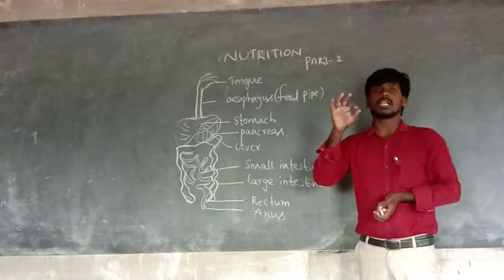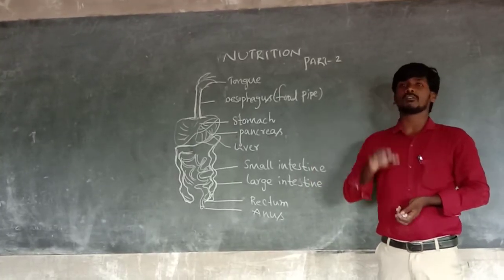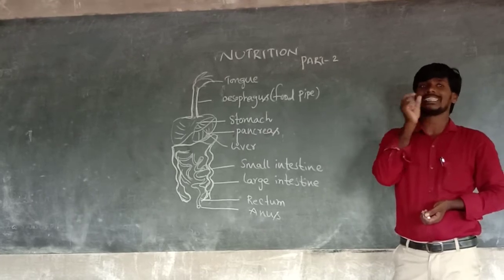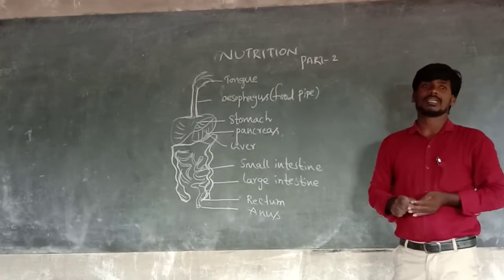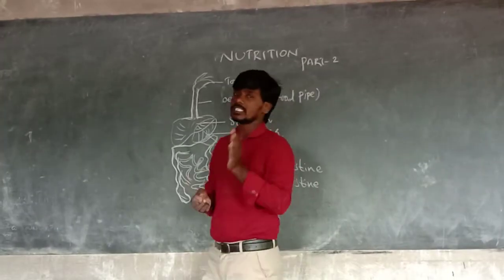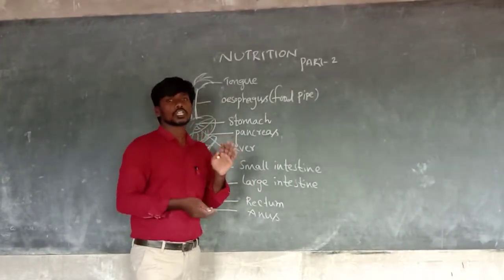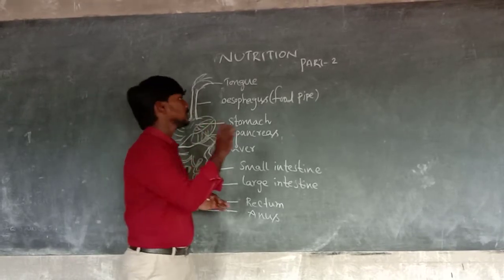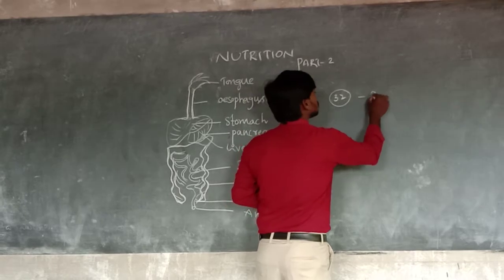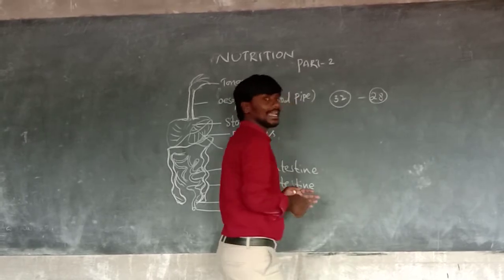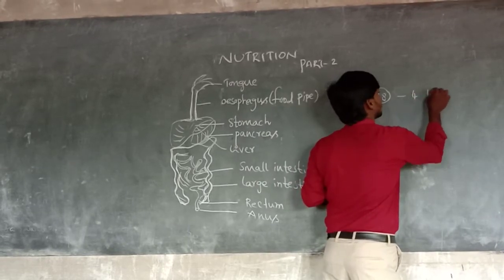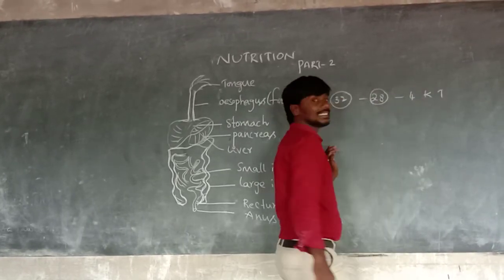First, take the mouth part. You already observed the teeth and tongue. How many teeth do you have in total? Totally 32 teeth. But you mentioned only 28 teeth. The remaining 4 teeth are the wisdom teeth.